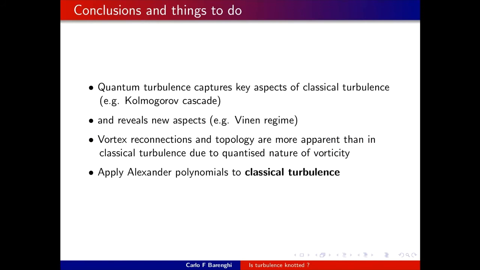So it's quite exciting to see that a quantum fluid can reproduce the skeleton of classical turbulence. But it's not so simple, because we also found regimes in which the turbulence does not behave as a classical fluid, and it is what we called Vinen turbulence, compared to Kolmogorov turbulence.